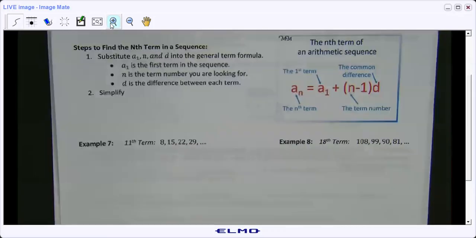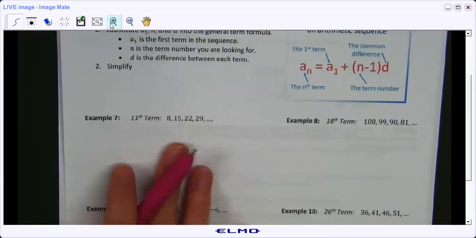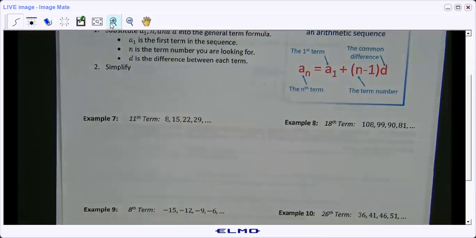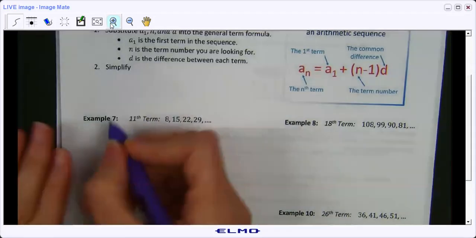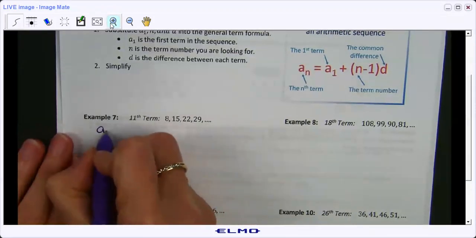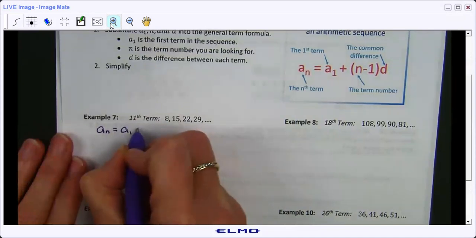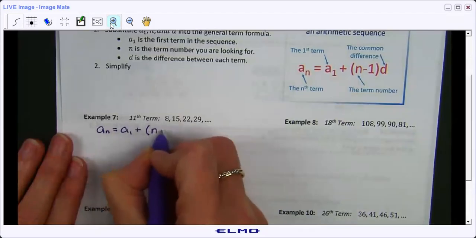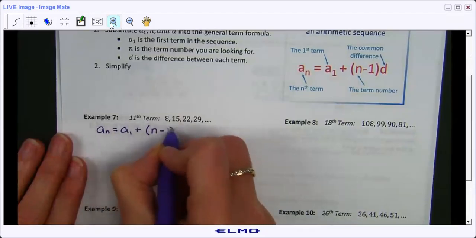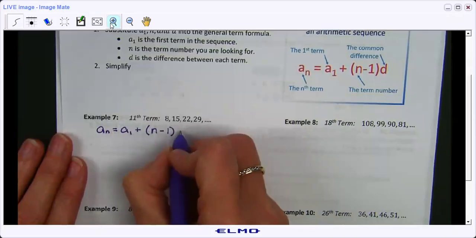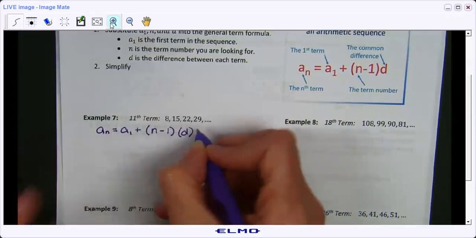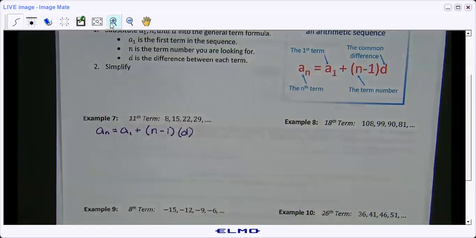So I want you to write out the blank formula right here. It is a subscript n equals a subscript 1 plus, in parentheses, n minus 1, times d. And I always put parentheses around my d so I don't forget that I'm multiplying these two together. Okay, so let's plug in what we know.